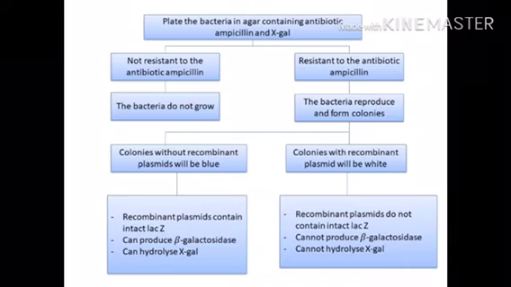So this is the plate which shows the final step in the screening process. The white colonies have recombinant plasmid and the blue colonies don't have the recombinant plasmid.